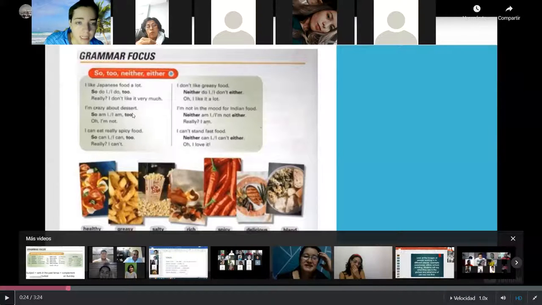Now, what about the negatives? I don't. ¿Qué estamos utilizando que auxiliar? Is it the verb to be? Is it the verb can? Or is it the verb do? Do. Excellent. Do. I don't like. Okay? Y el neither, it is for negatives. It starts with this one. Neither do, because it says don't. Neither do I, okay? Or I don't either, okay? Both are talking about negatives. Neither or either. Okay? A mí tampoco o tampoco a mí.